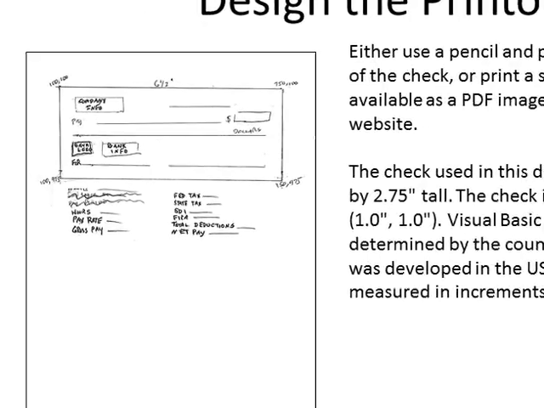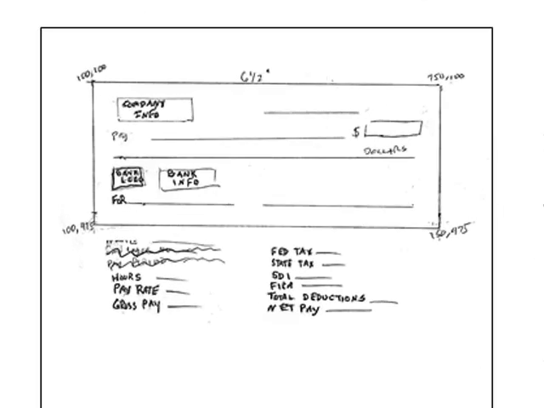Either use a pencil and paper to lay out the image of the check or print a sample of the printout that's available as a PDF image located on the class website. The check used in this demonstration is 6.5 inches wide by 2.75 inches tall. The check image starts at coordinates 1 inch, 1 inch.